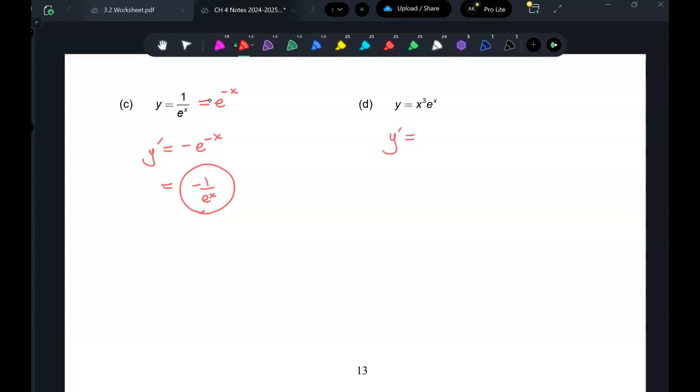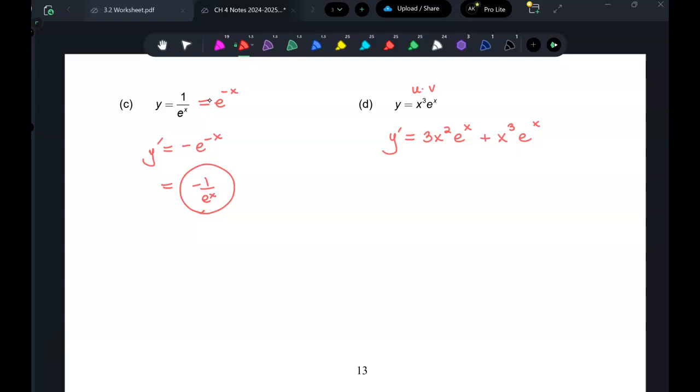All right, with x cubed e to the x, now we have a u times v situation, right? This is a u times v. So derivative of u would be 3x squared times e to the x plus x cubed e to the x.